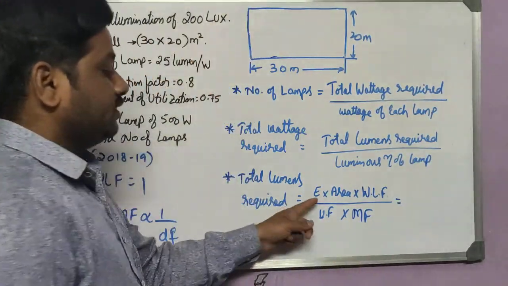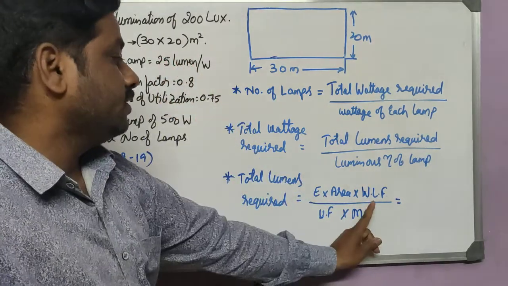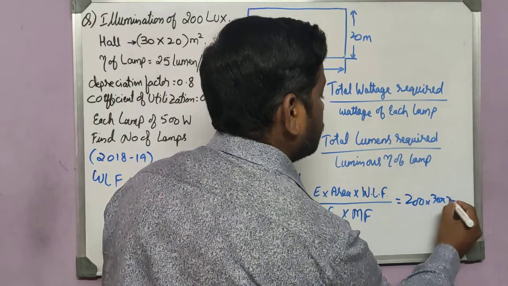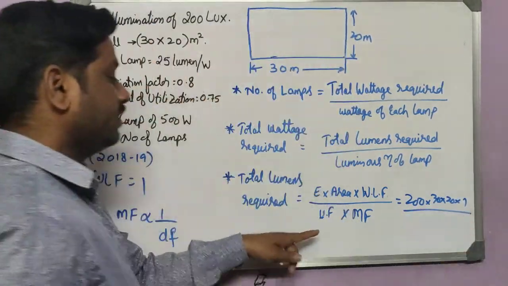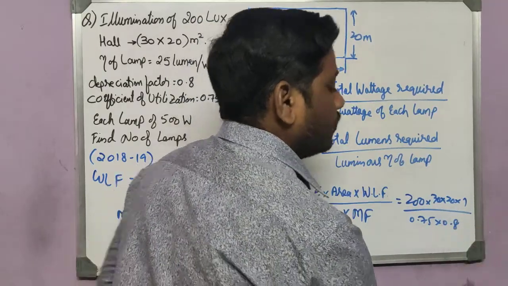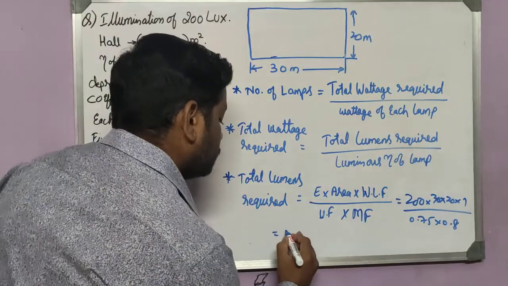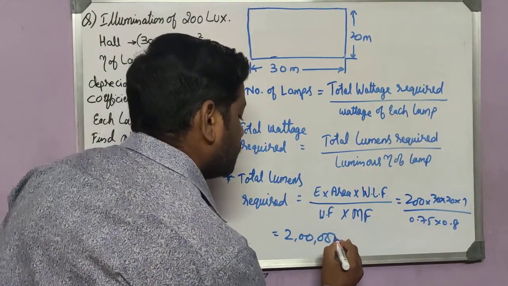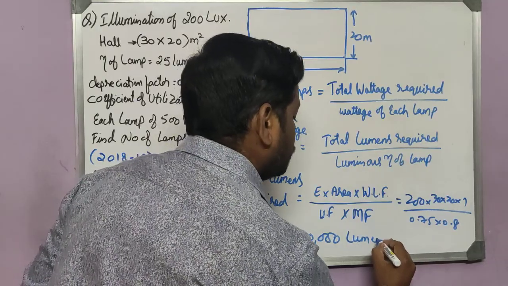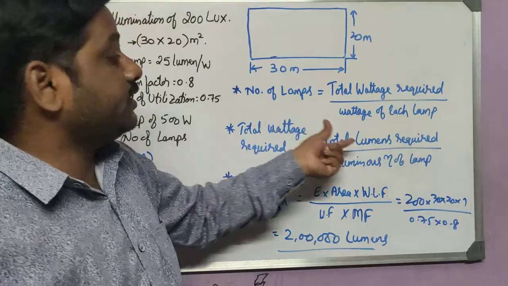Here, E is 200. Area is 30 into 20. This is 1. So 200 into 30 by 20 into 1 by utilization factor 0.75 into 0.8. Once you simplify this, we get the number as 2 lakhs. That is total lumens, 2 lakhs lumens. That is the answer.